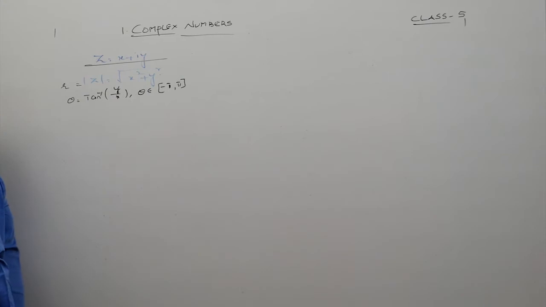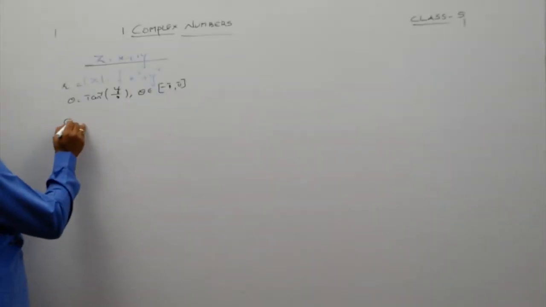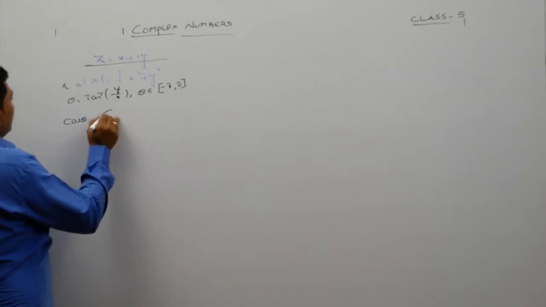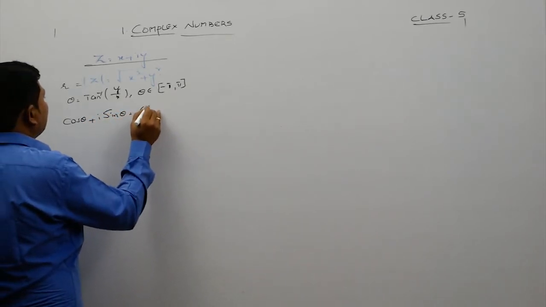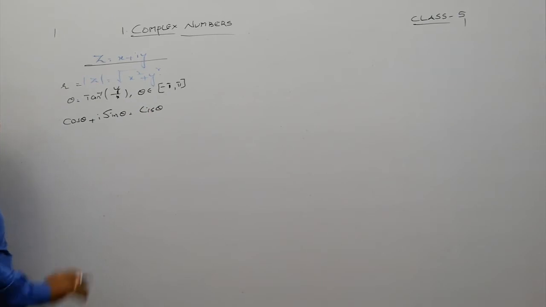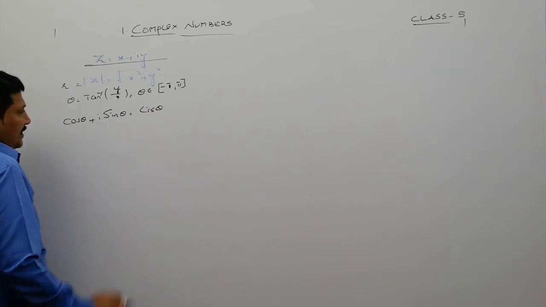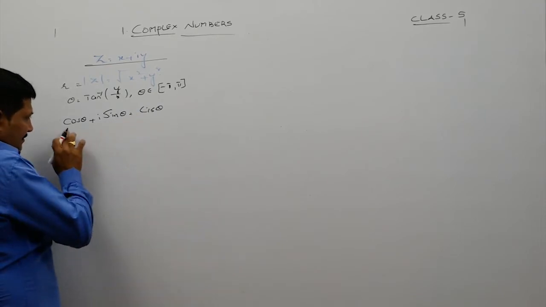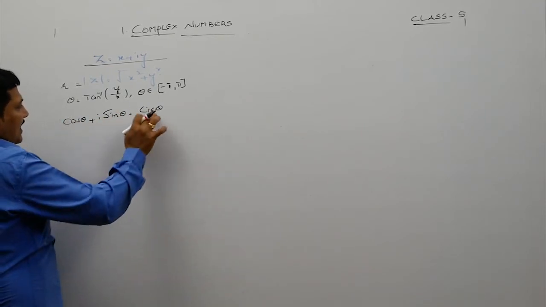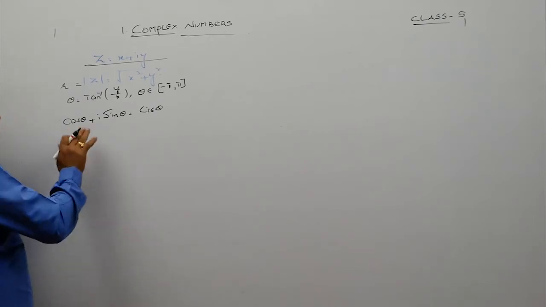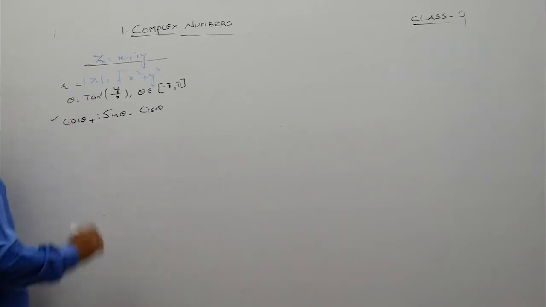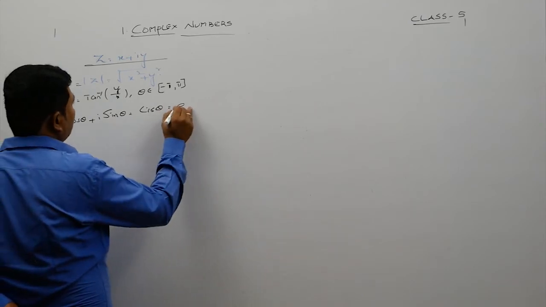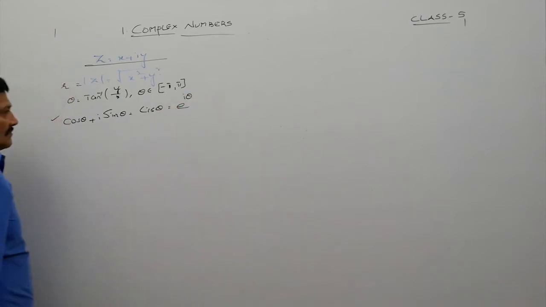And here the complex number cos theta plus i sin theta is called cis theta. The complex number cos theta plus i sin theta is simply denoted as cis theta. C stands for cos and i, and s stands for sin theta. In higher classes you can learn that this is nothing but e power i theta, that is called Euler's formula. Cos theta plus i sin theta is equal to cis theta, that is equal to e power i theta.